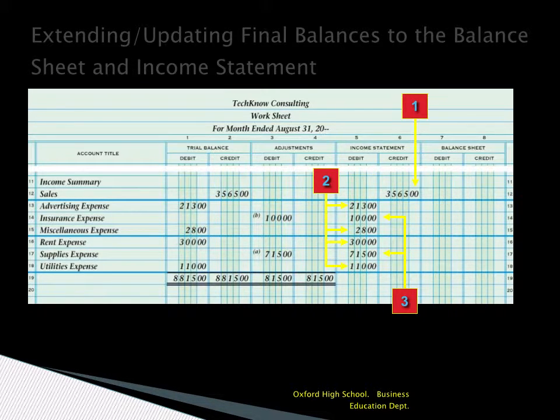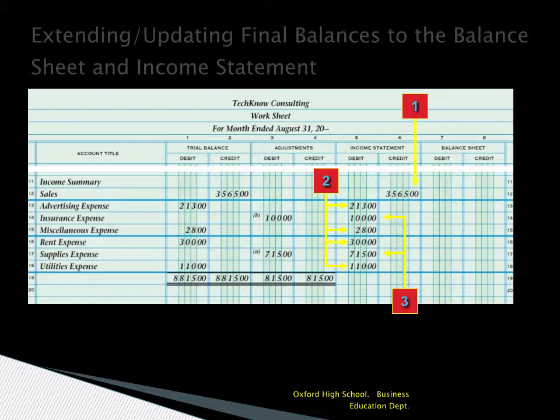Here is the income statement. Remember, now we see income summary. We didn't see it on the other one, but everything under income summary is an income statement account. Let's look at it. Sales is a credit in the trial balance. It's transferred as the credit in the income statement column. All expenses are debits. Expenses are always debits.